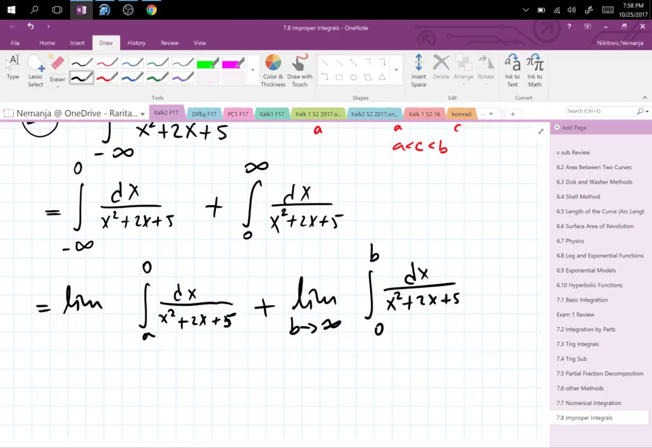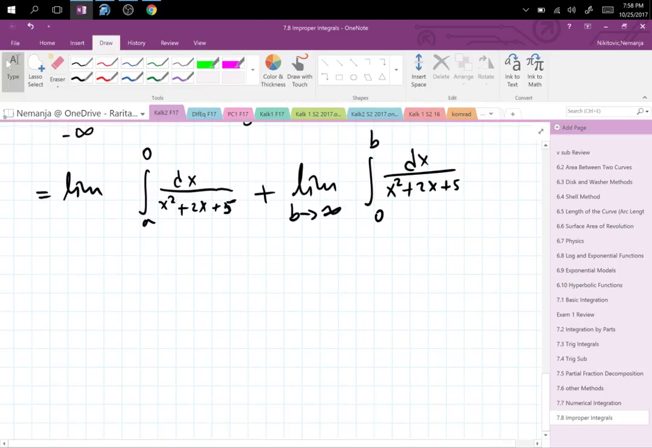No, Pythagorean, no. Is this in a form? Is this in a proper form for trig substitution? No. How do we transform it into the form for trig substitution? Complete the square. Yeah, completing the square. So we have to unleash completing the square first. That will give us the form for trig sub. Then we do trig sub. Then we do limits later on.